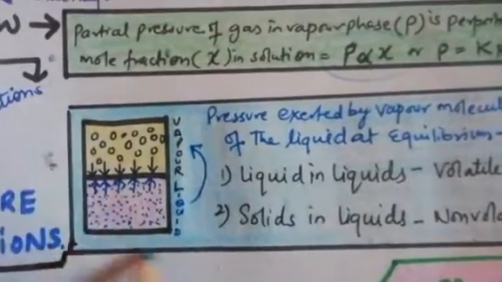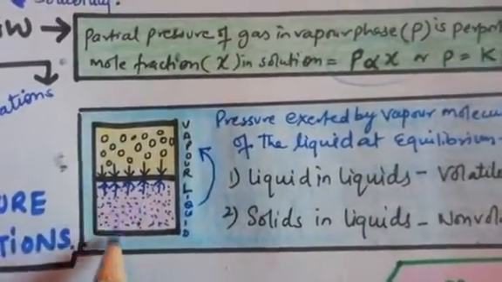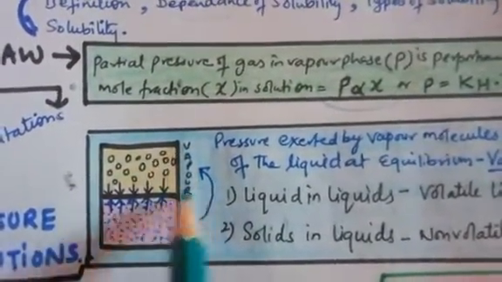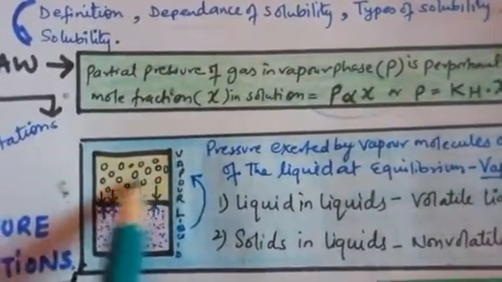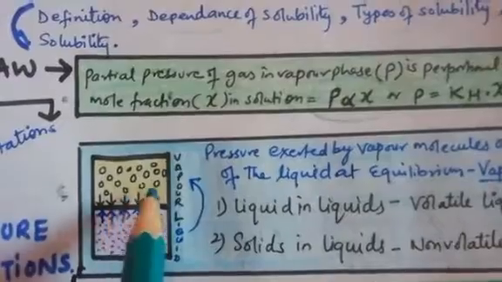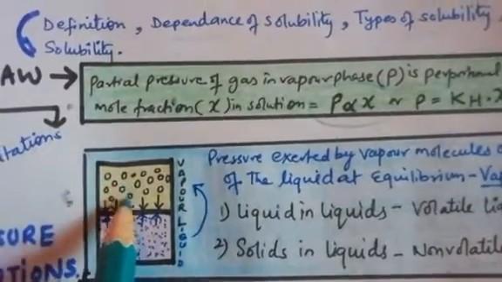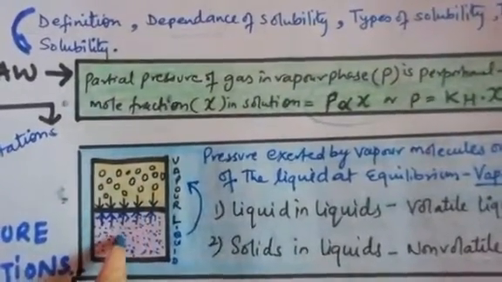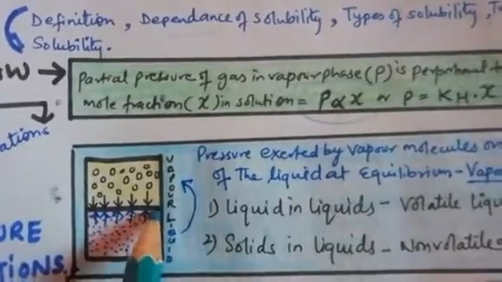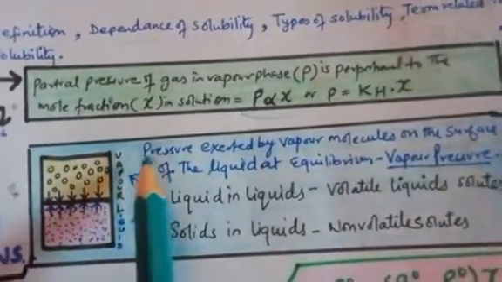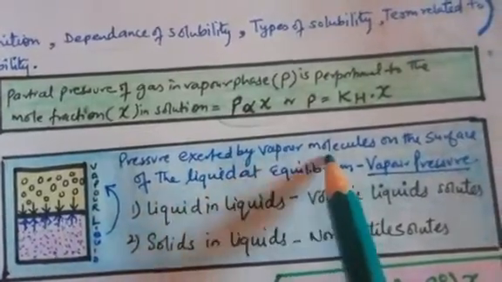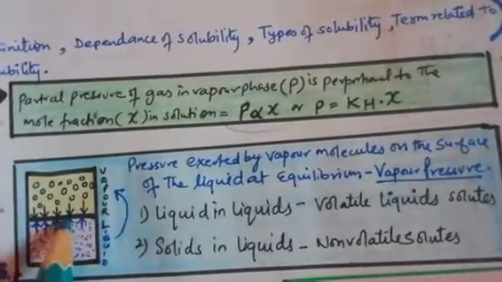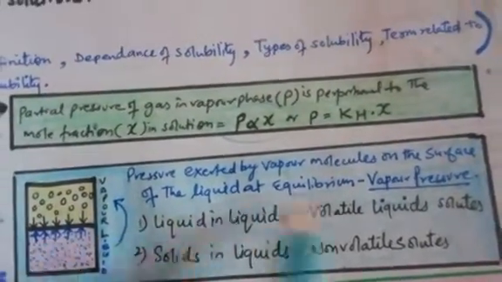Dear students, in a closed container, when we are going to boil a liquid, when we are going to increase the temperature, the liquid is converting into vapor. You know very well, this is called evaporation. And when in a closed container the amount of vapor is increasing, one stage will come when this vapor is going to increase the pressure on the surface of the liquid. So it means that when the amount of vapor is equal to the amount of liquid, it will create one pressure on the surface. That pressure is called vapor pressure. So the definition is: pressure exerted by vapor molecules on the surface of liquid at equilibrium is known as vapor pressure.